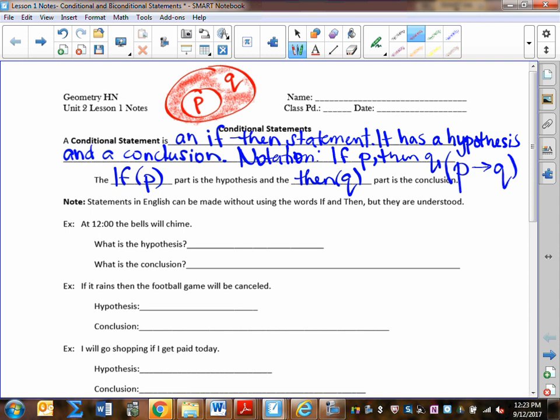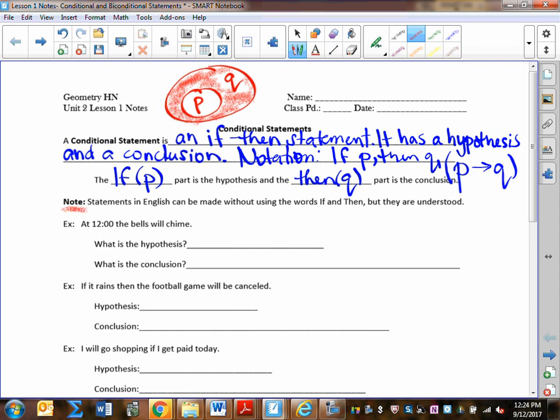Let's take the simple example. If it is a square, then it is a rectangle. Do you agree with that statement? So Q is my big category of rectangles, and P is the category of squares. All squares are rectangles, so all the squares are contained within rectangles, since a square is a rectangle. Now that statement, I could change it. Instead of saying if, then, I could just say squares are rectangles. But that's still an if-then statement, just kind of hidden.